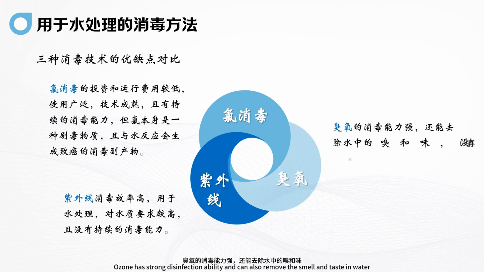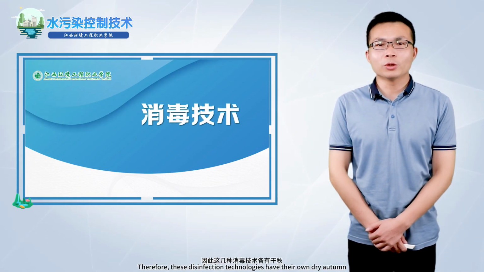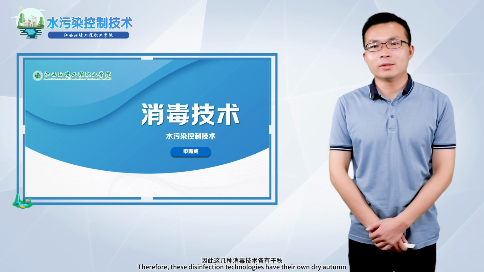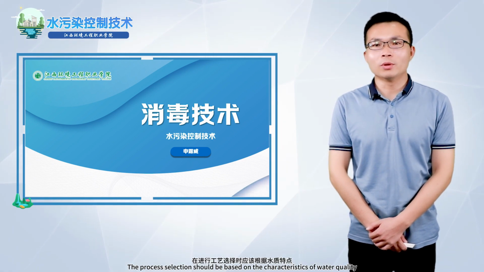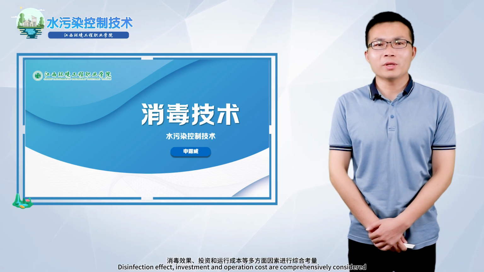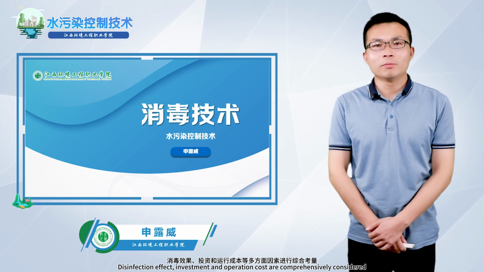Ozone has strong disinfection ability and can also remove the smell and taste in water. No secondary pollution, but ozone must be prepared on site. The investment and operation cost of equipment are relatively high. It is technically difficult to maintain. Therefore, these disinfection technologies each have their own strengths and weaknesses. The process selection should be based on the characteristics of water quality, disinfection effect, and investment and operation cost, comprehensively considered.